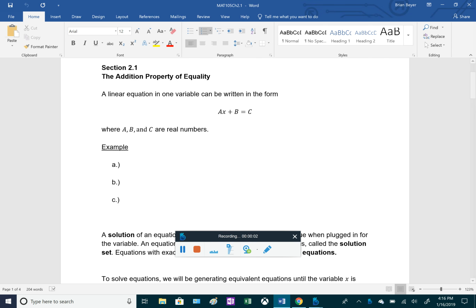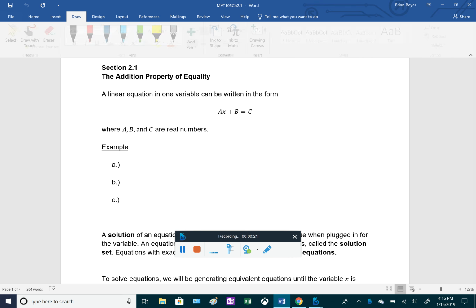Okay, section 2.1 is the addition property of equality. So we're going to be dealing with linear equations and solving linear equations here. A linear equation with one variable can be written in the form ax plus b equals c. A, b, and c here are real numbers, and our one variable is just the x that's here.